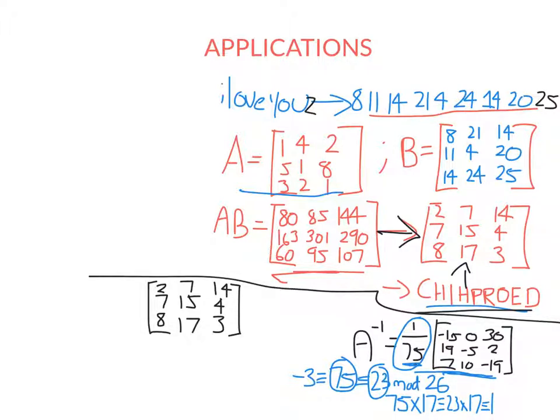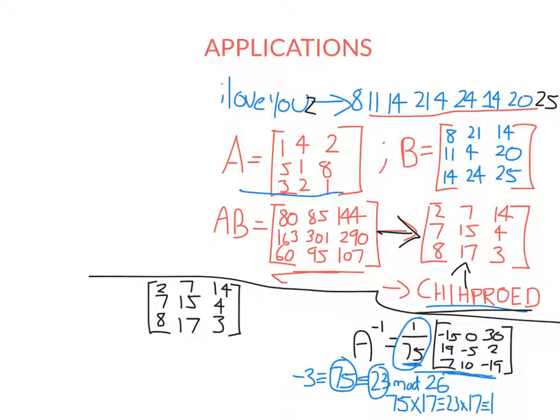I just want to digress a second to let you know that this is only possible because 75, the determinant of the matrix, had an inverse modulo 26. If A had a determinant of, say, 2, you'd have 1 over 2 out the front, because when you're calculating the inverse matrix, you always have 1 over determinant A out the front. Now, because 2 doesn't have an inverse modulo 26, you wouldn't be able to replace dividing by 2 with multiplying by something else.